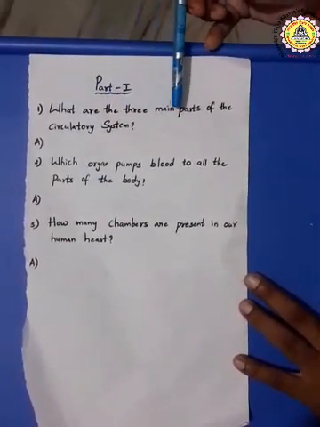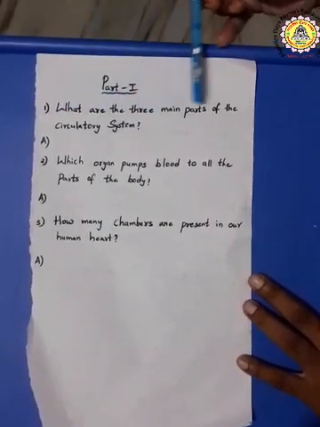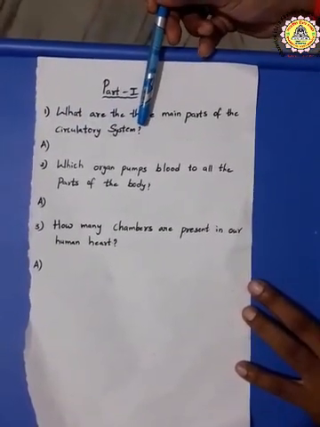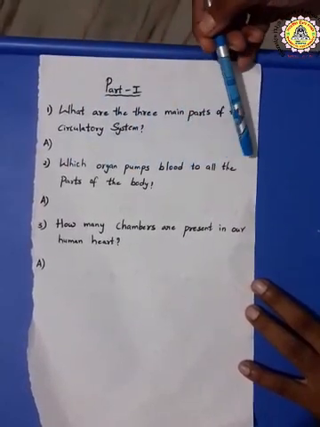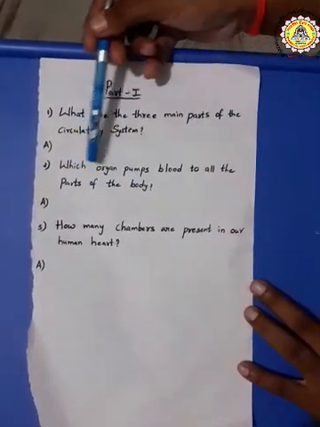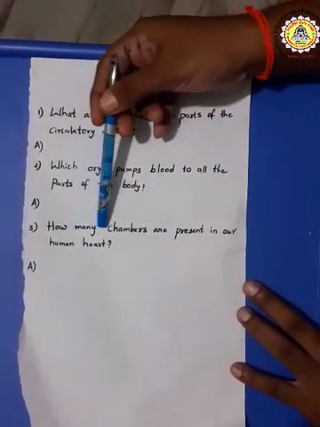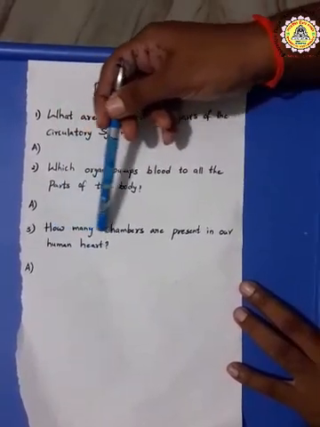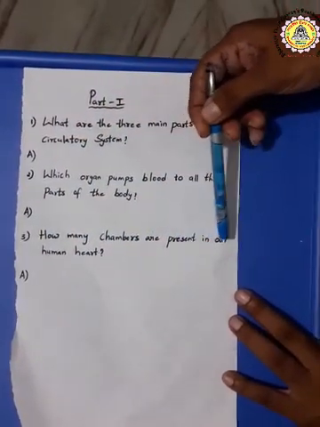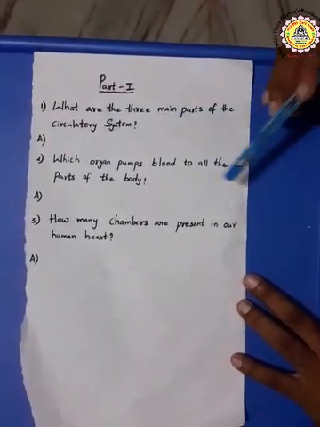First, what are the 3 main parts of the circulatory system? Second, which organ pumps blood to all the parts of the body? Third, how many chambers are present in our human heart? I will reveal the answers in the next video.